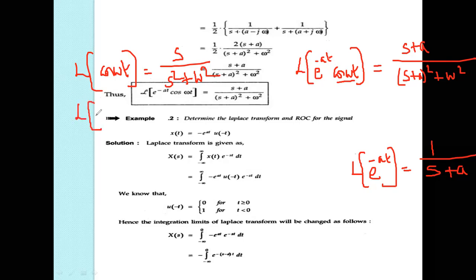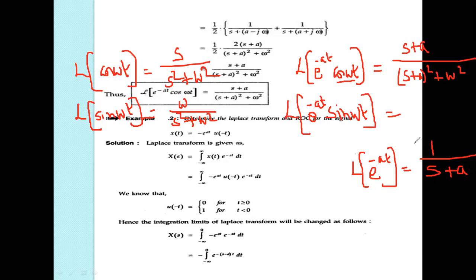Similarly, the Laplace transformation of sine omega t is omega by s square plus omega square. In the last class we already discussed the Laplace transformation of sine omega t. Now, what is the Laplace transformation of e power minus at sine omega t? Wherever the s is there, you replace it by s plus a. So omega by s plus a whole square plus omega square. Got it, my students?